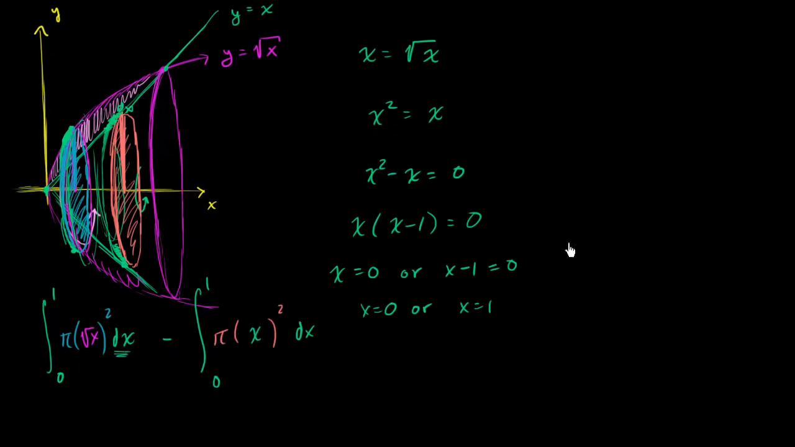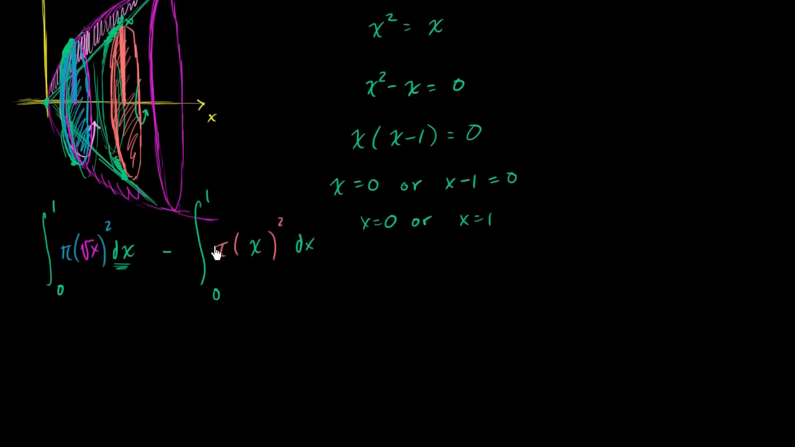And we could evaluate it just like that. Or we could even say, okay, we could factor out a pi out of both of them. There are multiple ways that we could write it, but let's just evaluate it like this, and then I'll generalize it in the next video. So this is going to be equal to the definite integral from 0 to 1. We take the pi outside. Square root of x squared is going to be x dx, minus the integral, we can factor the pi out, from 0 to 1 of x squared dx.